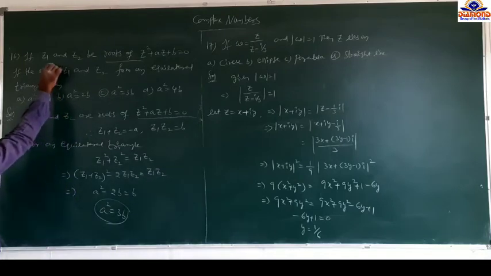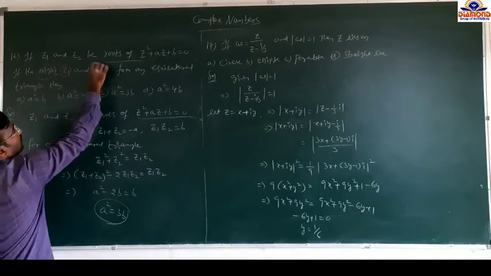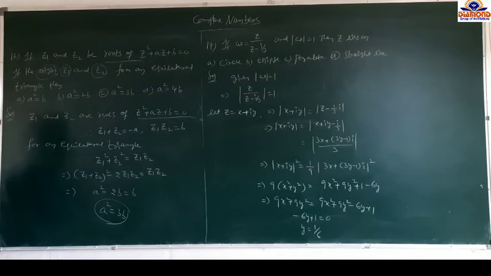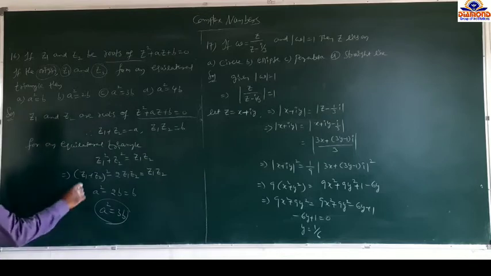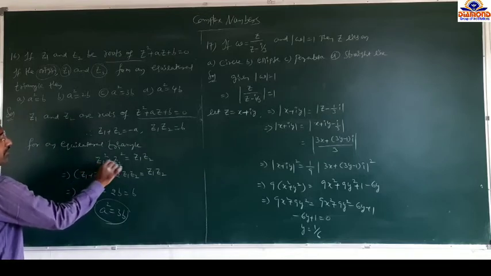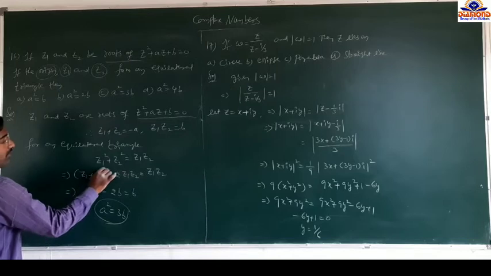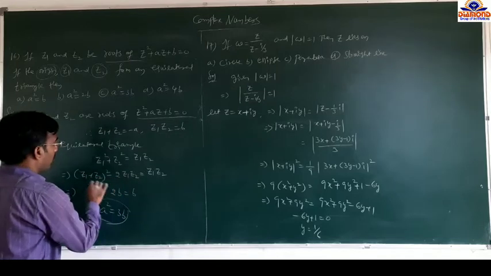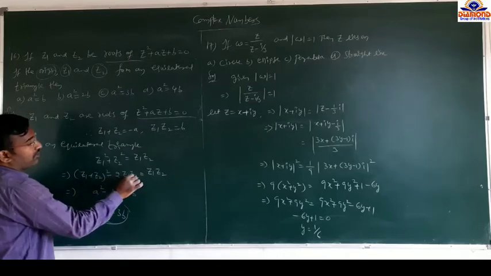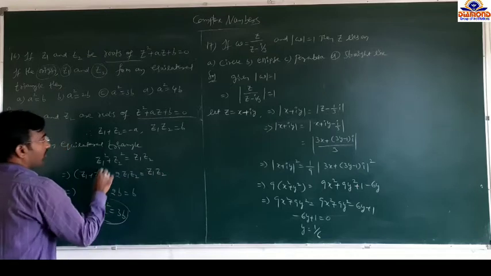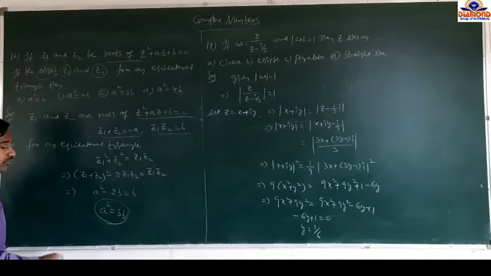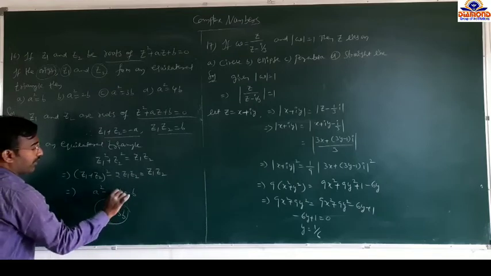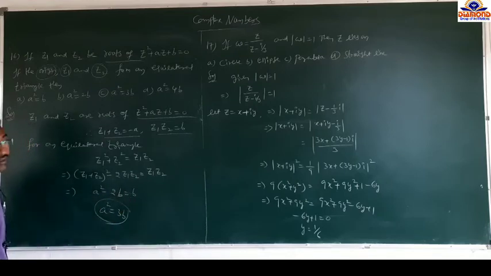The given first point is the origin, the second point is Z1, and the third point is Z2, which form an equilateral triangle. In the equilateral triangle, you have to take the condition Z1 square plus Z2 square equal to Z1 Z2. So Z1 square plus Z2 square is nothing but Z1 plus Z2 whole square minus 2 Z1 Z2, equal to Z1 Z2. Already we have Z1 plus Z2 is minus a, Z1 Z2 is b. So a square minus 2b equal to b, so a square equal to 3b.